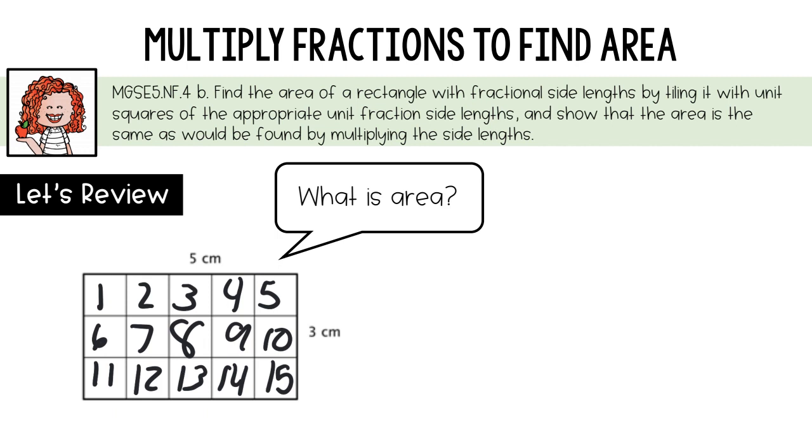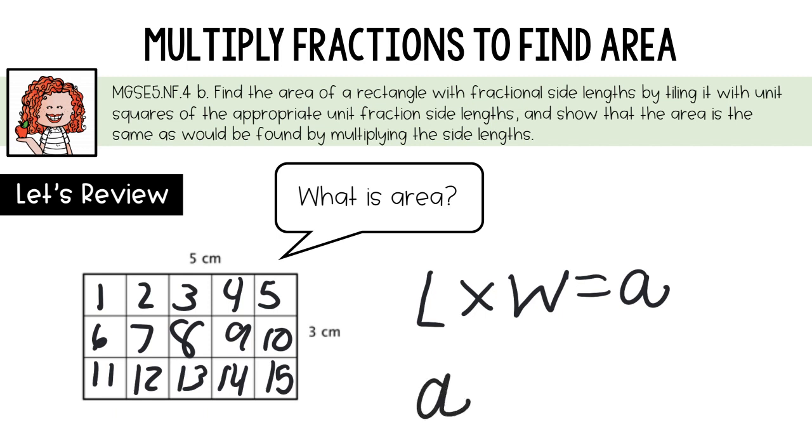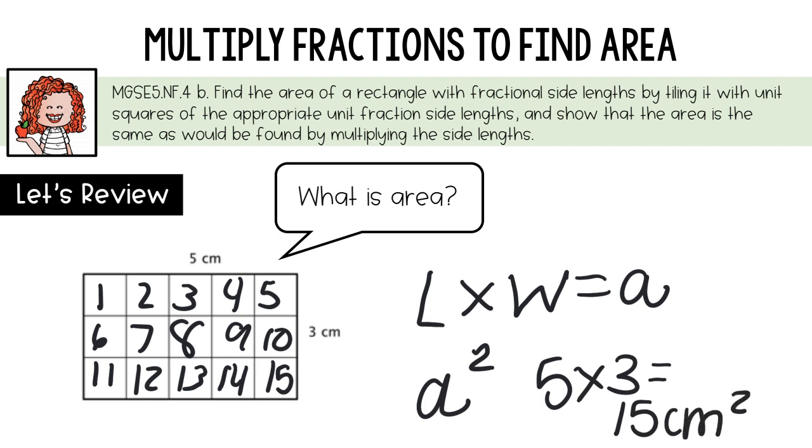Some of you might have called it the box method. Nope, not. Oh, you are so right. The area model. And when we use the area model to multiply, that's what we're doing. We're finding the area of something. So we know that when we find the area, that's the same thing as saying length times width equals area. So we can multiply length times width and you will get area. And area is always written as squared. So for this problem, 5 times 3 equals 15 centimeters squared.